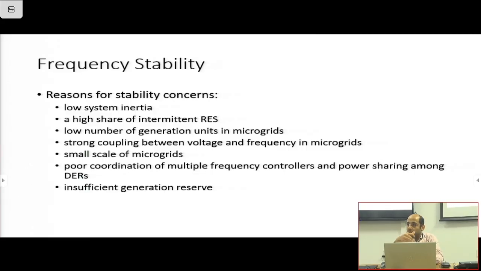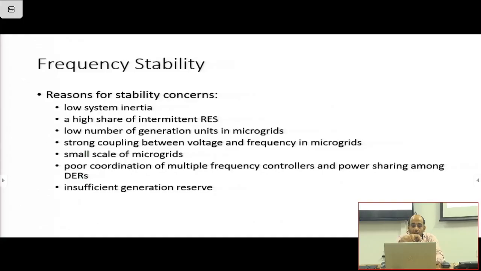Poor coordination of multiple frequency control and power sharing among DERs. So far what we have read is the control of one inverter. But when there are multiple inverters, they have to be properly coordinated so that they share power equally and together regulate the frequency. If they don't do so, what will happen? There are chances of frequency instability.